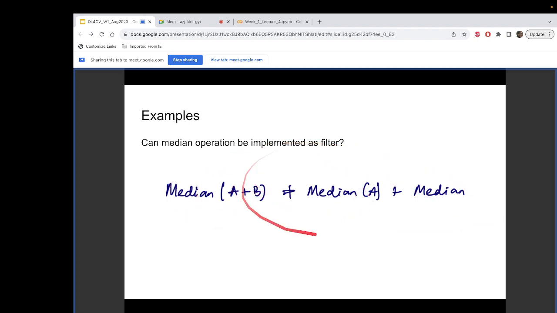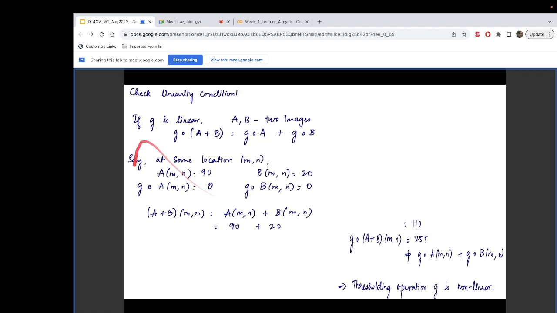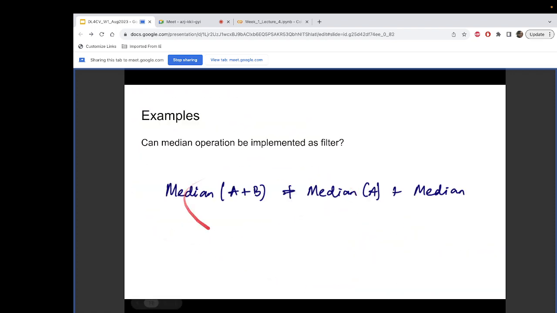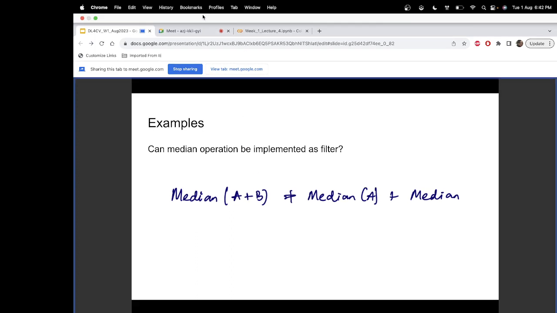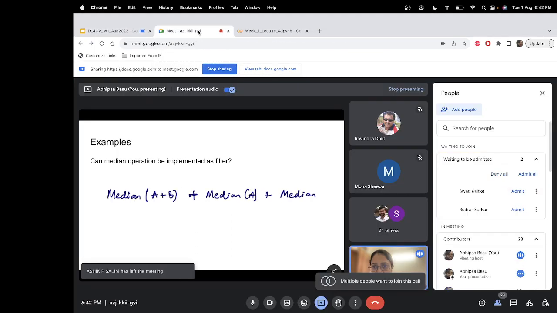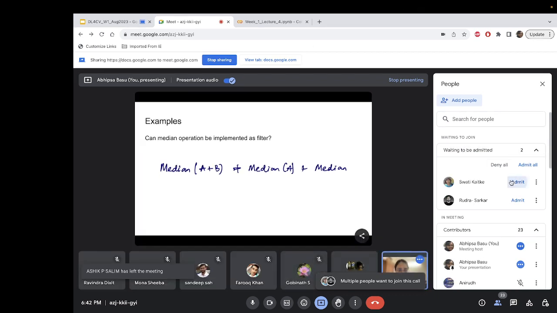The non-linearity part you already know how to show from this proof. Here also, in a similar fashion, we can see that the median of A plus B is not equal to the median of A plus the median of B. Here it's a typo, it should be median of B. Hence, median is not a linear filter. Cool, so this is what I had today in terms of theory.